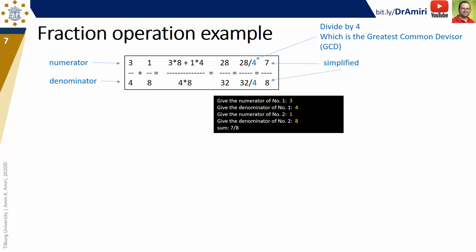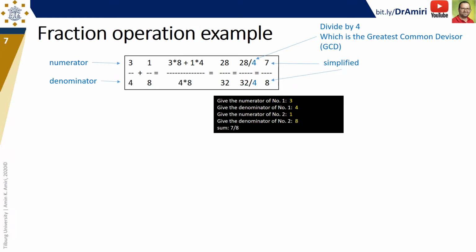So to add two fractions, you have to multiply the two denominators to calculate the new denominator, and you need to multiply the numerator of the first fraction by the denominator of the second fraction, and then you do the same for the denominator of the first fraction and the numerator of the second fraction, and then you add them, and the result, as you can see here, is 28 over 32.